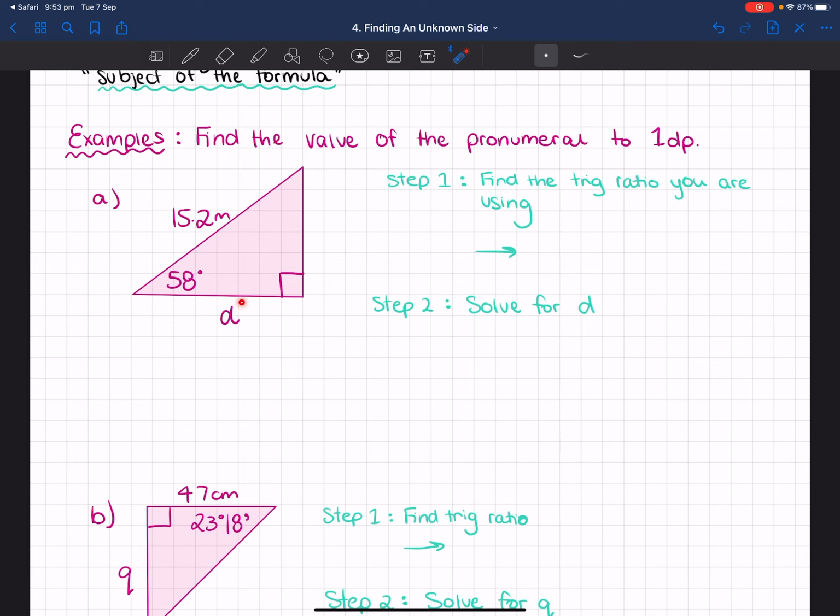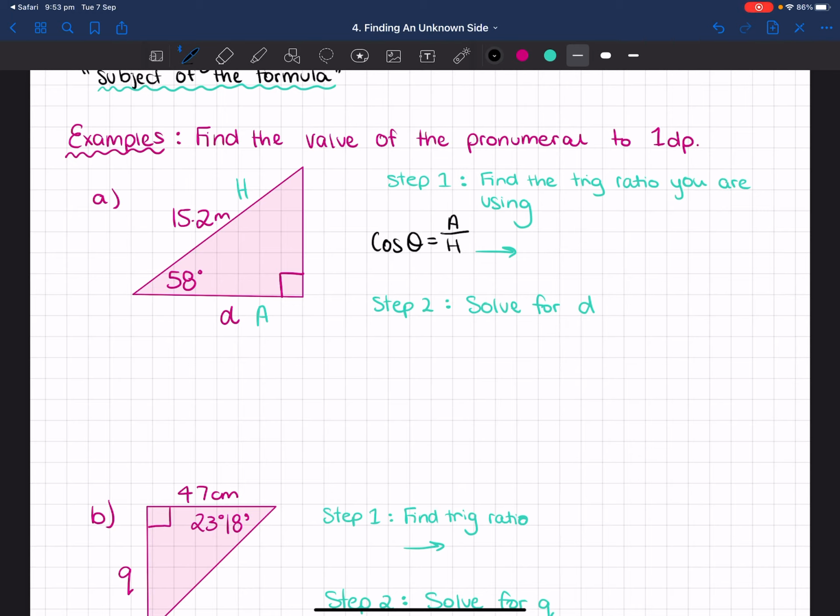Remember, the pronumeral is just the letter, so the unknown side. So here's our triangle. Step 1 is to find the trig ratio you are using. Have a look at our triangle. We've got our angle, and this side here would be our adjacent side, and the other side would be the hypotenuse, which means if we've got adjacent and hypotenuse, we're going to want cos. Remember, cos theta is adjacent over hypotenuse.